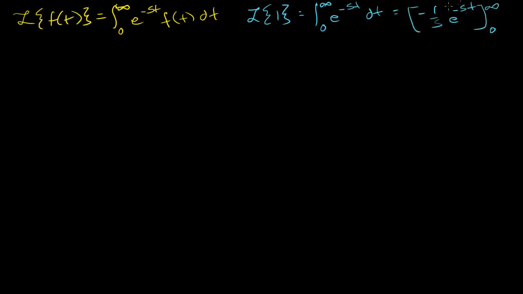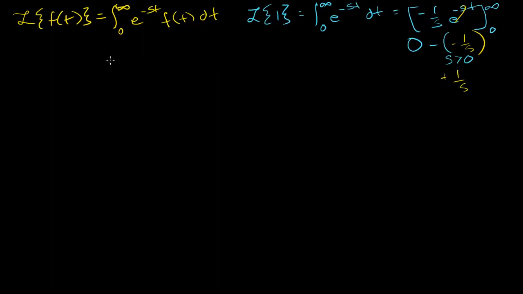When you take the limit as this term approaches infinity, this becomes e to the minus infinity if we assume s is greater than 0. So if we assume s is greater than 0, this whole term goes to 0. So you end up with 0 minus this thing evaluated at 0. When you evaluate t equal to 0, this term becomes 1, right? e to the 0 becomes 1. So it's minus 1 over s, which is the same thing as plus 1 over s. So the Laplace transform of 1, of just the constant function 1, is 1 over s.